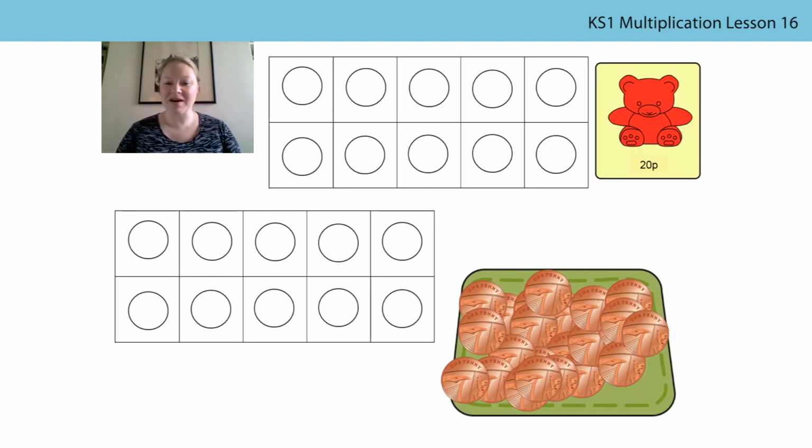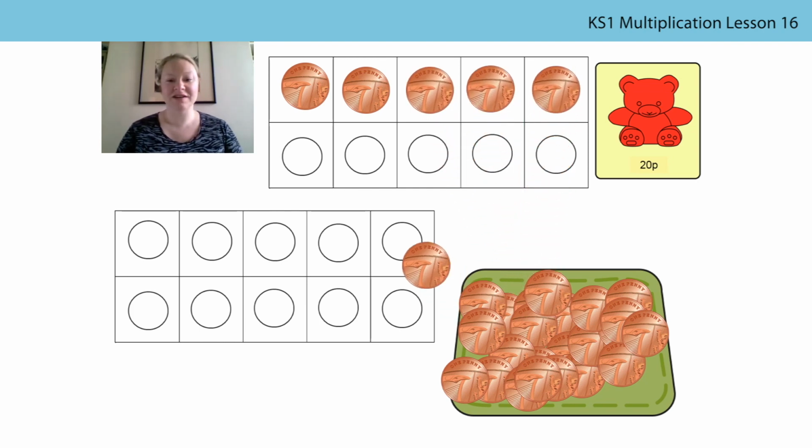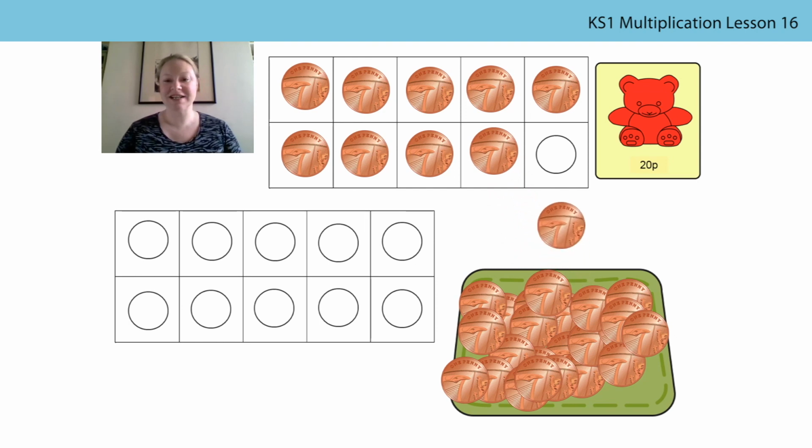So I've got my purse and it's filled with 1 penny coins. So that's what we're going to try first. We're going to try buying our bear with 1 penny coins. Are you ready to count with me? Ready to count in ones? 1, 2, 3, 4, 5, 6, 7, 8, 9, 10. We filled up a whole frame. 10. Let's carry on.